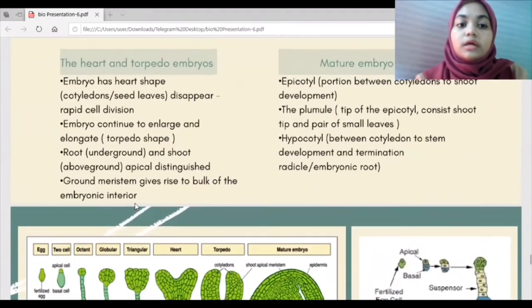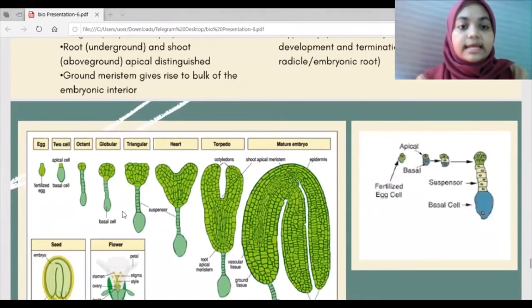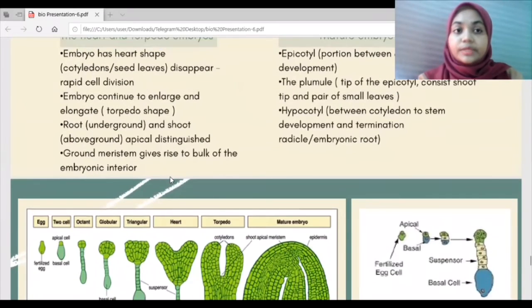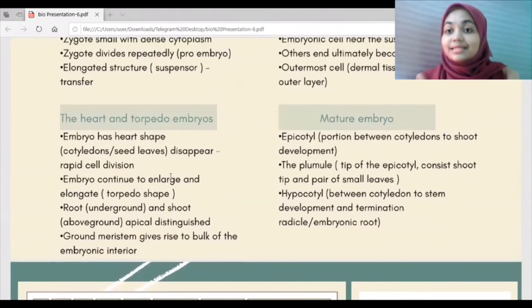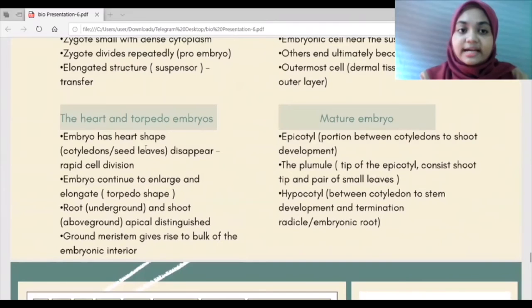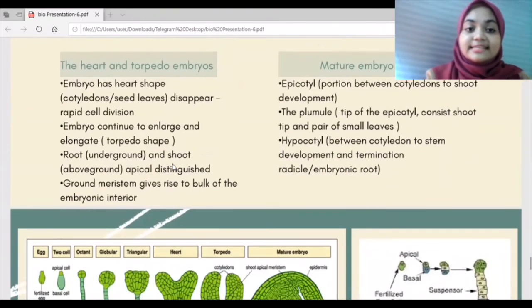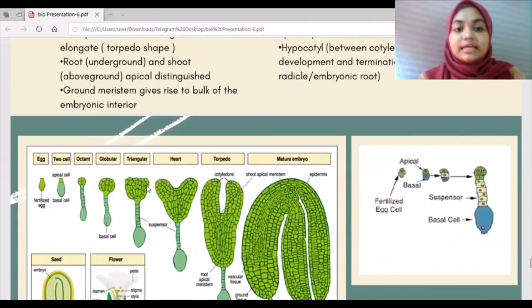Next, we have the globular, and then we will go to the triangular stage, the process between the globular and heart stage. Next, we go to the heart and torpedo embryos, which is stage three. Okay, the embryo has a heart shape, which we can see in this picture. It is the heart shape, and it has the suspensor.